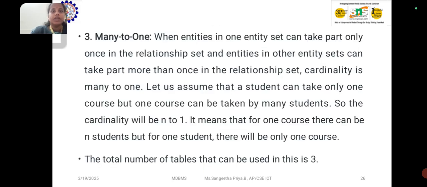Next is many-to-one. When an entity in one set can take part only once in a relationship set, while the entity in the other set can take part more than once, the cardinality is many-to-one. Let us assume that a student can take only one course, but one course can be taken by many students. So the cardinality will be n-to-1. It means that for one course there can be n students, but for one student there will be only one course. The total number of tables that can be used is 3.